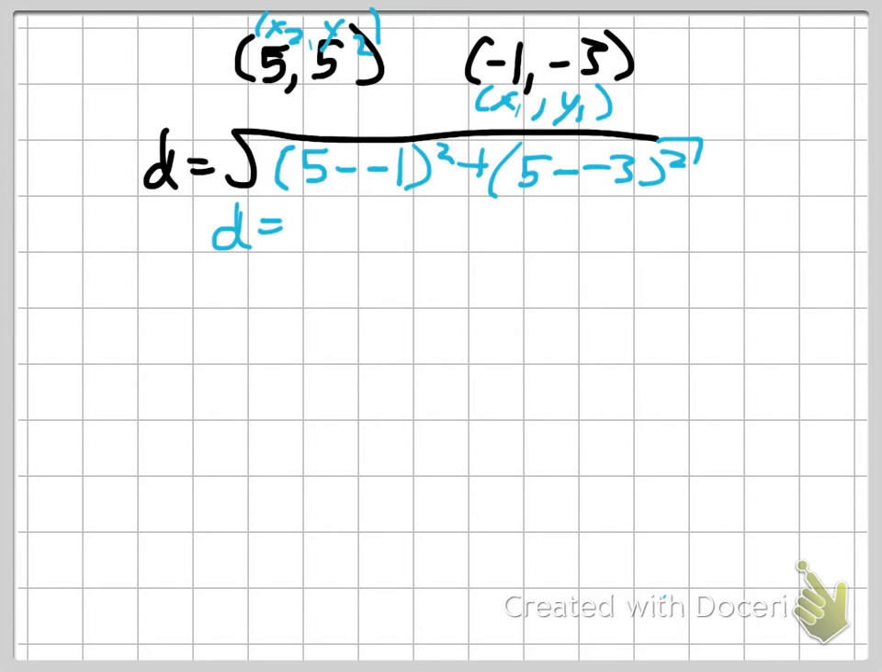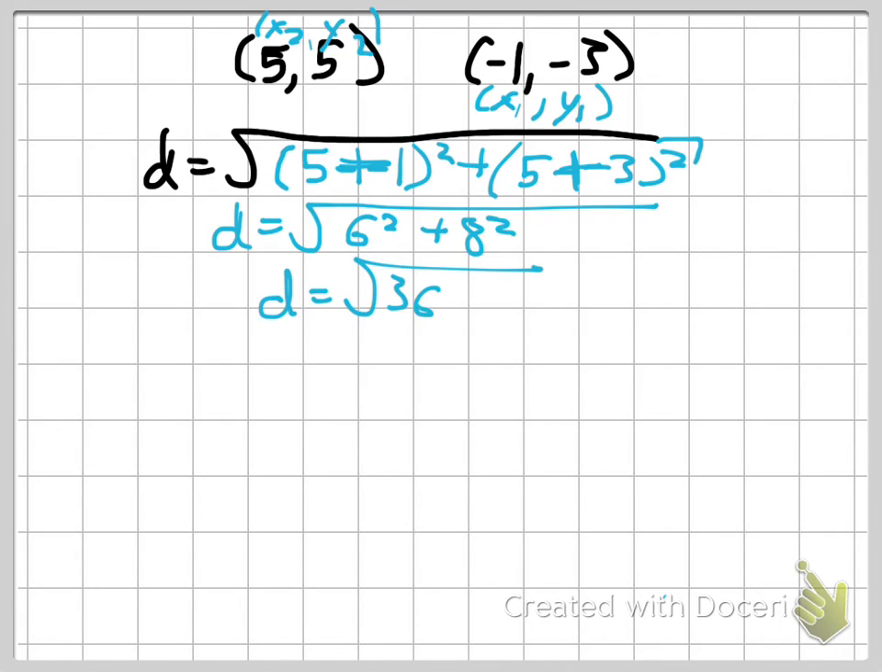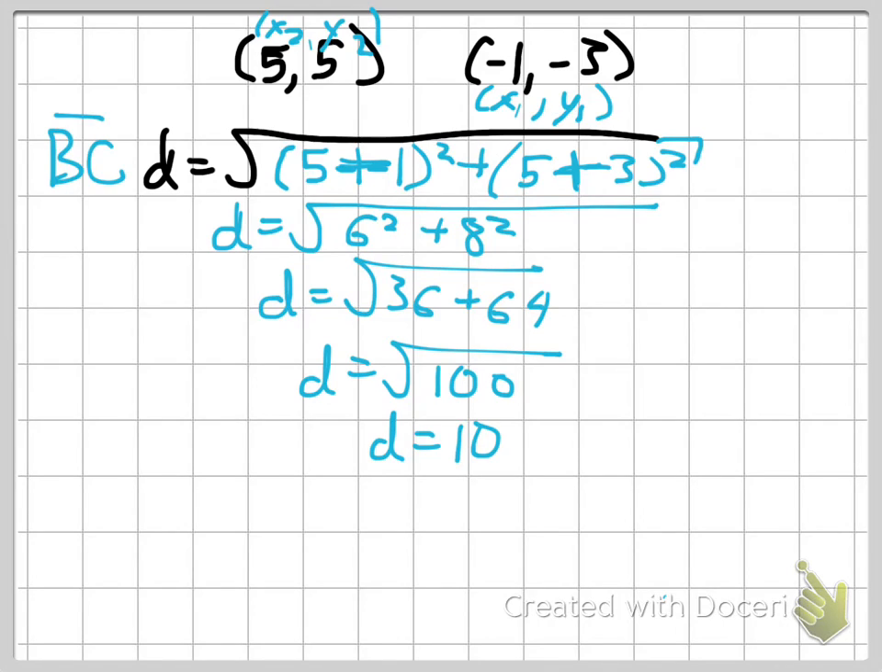Distance equals the square root of 5 minus negative 1 is 5 plus 1, 6 squared, plus 5 minus negative 3 becomes plus 3, 8 squared. Distance equals the square root of 36 plus 64. Distance equals the square root of 100. So distance equals 10. And this distance was side BC. So BC equals 10. So let's flip back over and look at this.